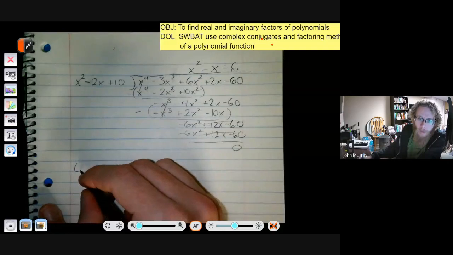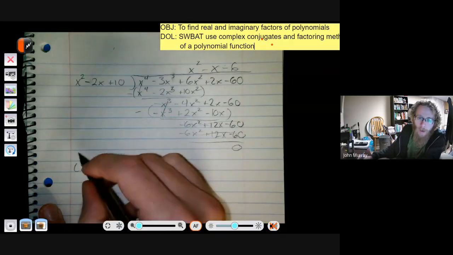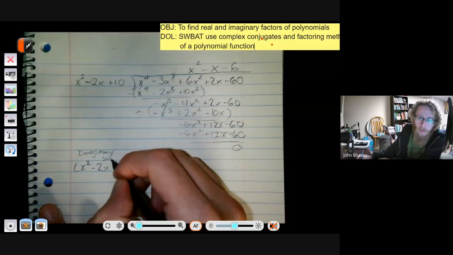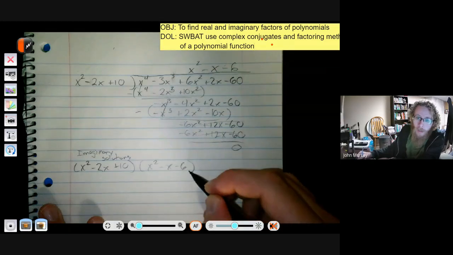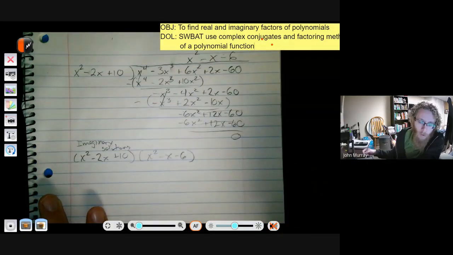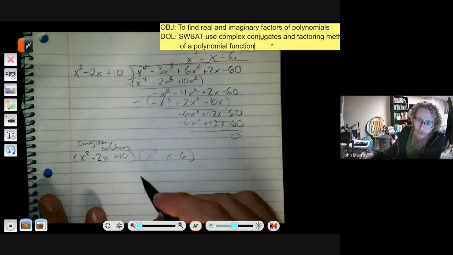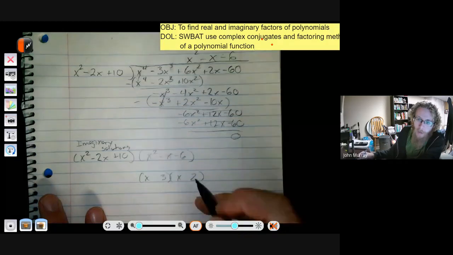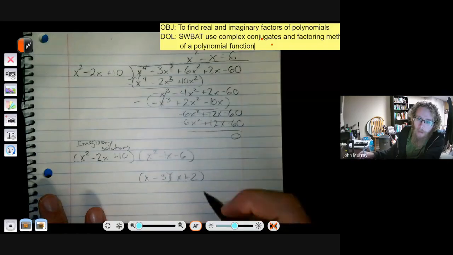So I have my polynomial is equal to x squared minus 2x plus 10. All right, this had our imaginary solutions. Now this side is going to have the real solutions. And this we can do pretty much in our heads, right? Two numbers that multiply to 6 are 3 and 2. This is negative, so one of them has to be negative, one of them has to be positive. This is negative, so we're going to do negative 3 plus 2.